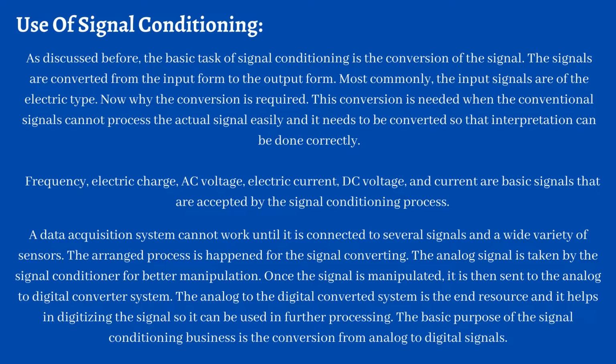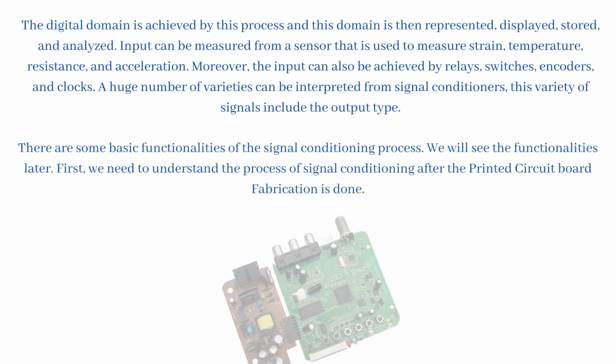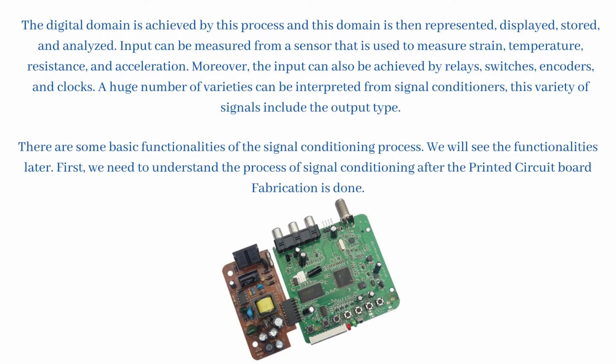The analog to digital converter system is the end stage, and it helps in digitizing the signal so it can be used in further processing. The basic purpose of signal conditioning is the conversion from analog to digital signals. The digital domain is achieved by this process, and this domain is then represented, displayed, stored, and analyzed.